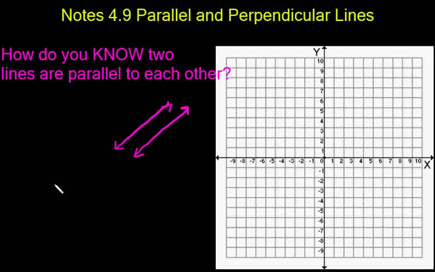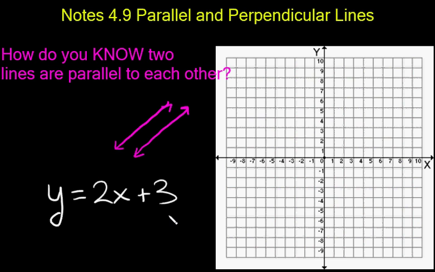We're going to start by graphing an equation, y equals 2x plus 3, on our Cartesian plane. Just to review how to graph, and then I'm going to graph a parallel line, then you're going to see how I got that line that was parallel to it.